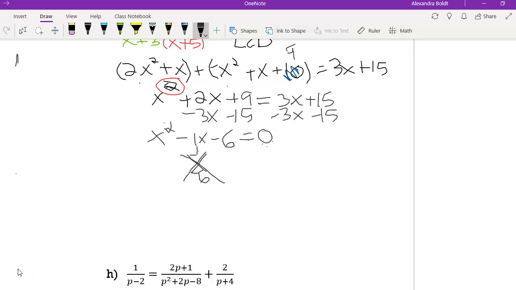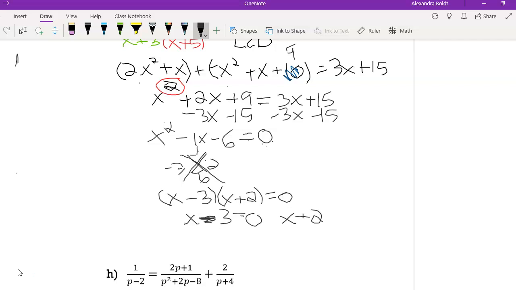Adding a negative 1, multiplying a negative 6. That is negative 3 and 2. We have it. So x minus 3 equals 0. X plus 2 equals 0. So x equals 3 and x equals negative 2.